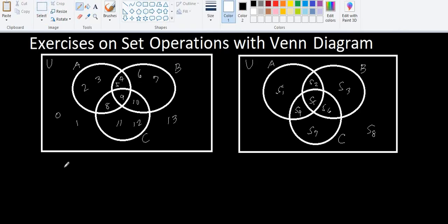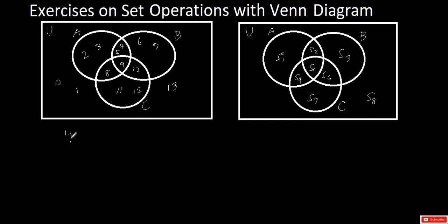Okay, step number 1. The complement. We have, say, A complement. What are the regions that belong to A complement? The regions in the Venn diagram that are not regions of set A are S sub 3, S sub 6, S sub 7, and S sub 8. So all the elements belonging to these regions are elements of A complement.